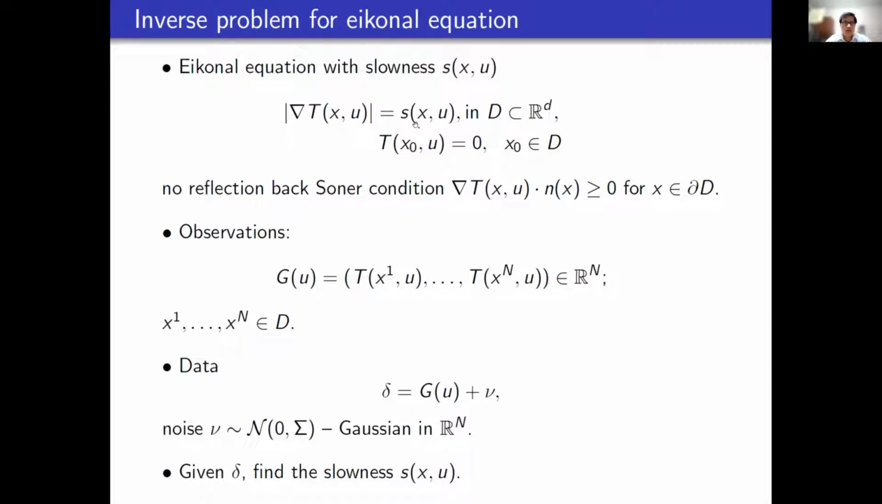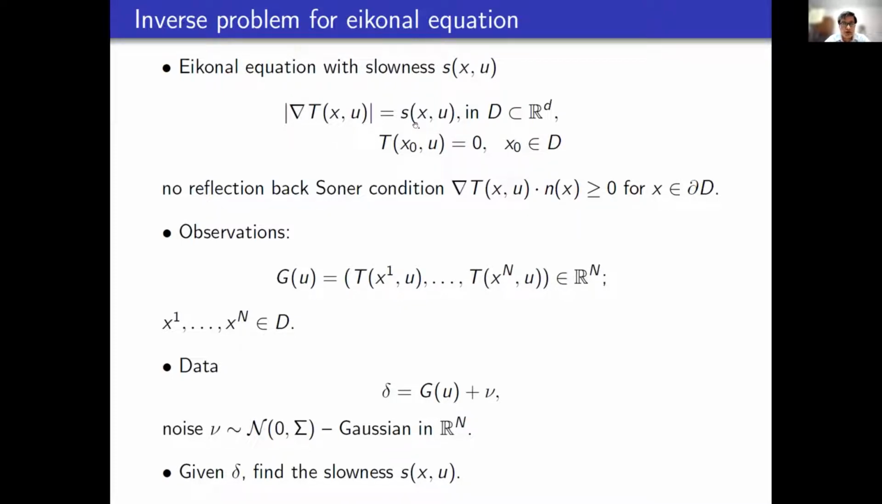So this is the forward eikonal equation. As you see on the right-hand side here, we have the slowness function s. When this s is known, we can solve this equation. x0 here is the source point, and we suppose that we have the Zollner boundary condition here. If the right-hand side is known, we can solve this equation. The solution of this equation, T here, is the time it takes for a wave from this source point to reach this point x.